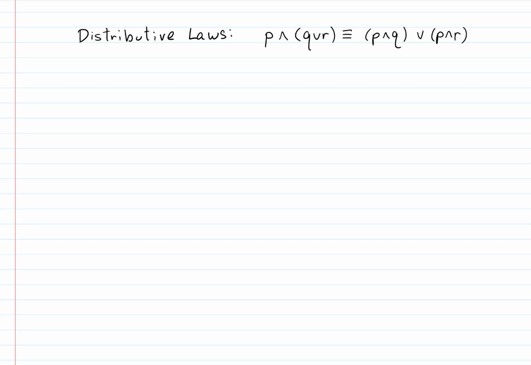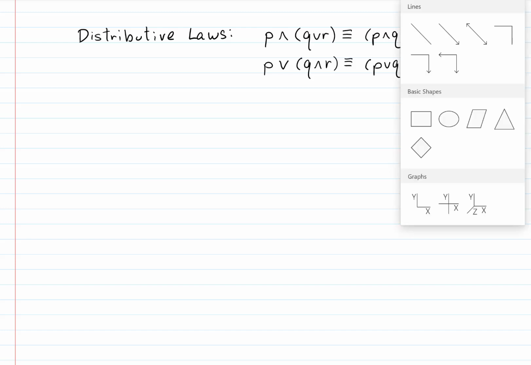Okay, I'll go ahead and write down the second one. The second one says P or (Q and R) is logically equivalent to (P or Q) and (P or R). Okay, let's prove the first one with the truth table.